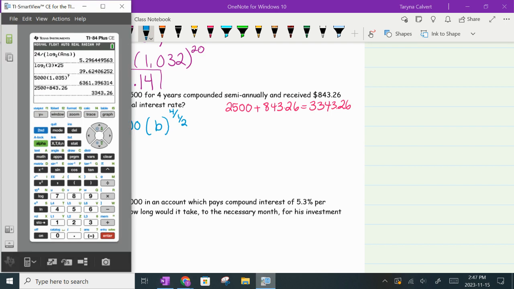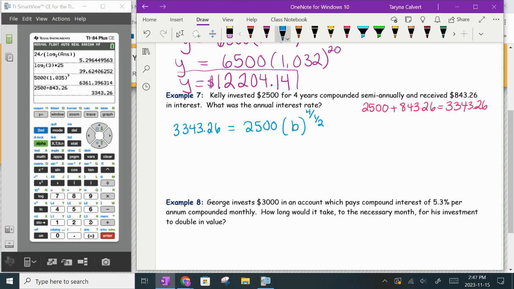So we're going to take that A and divide it off. So we have 3343.26. Divide the 2,500 off. And again, yes, you could use Y1, Y2 if you wanted to. So I want to do the math and see the numbers. Equals B to the exponent of 8. So now, do you guys remember, can I just do 1/8 on both sides?